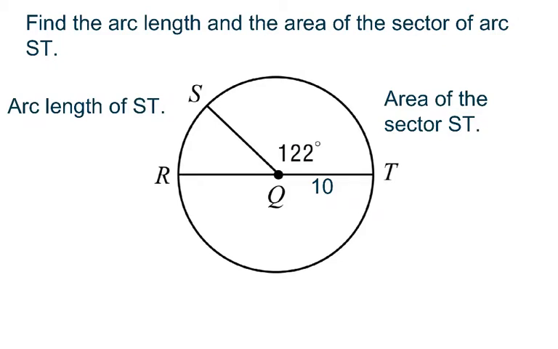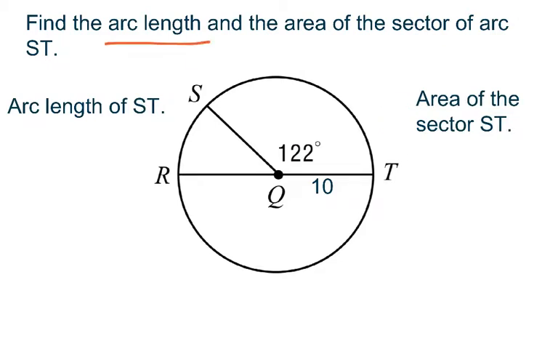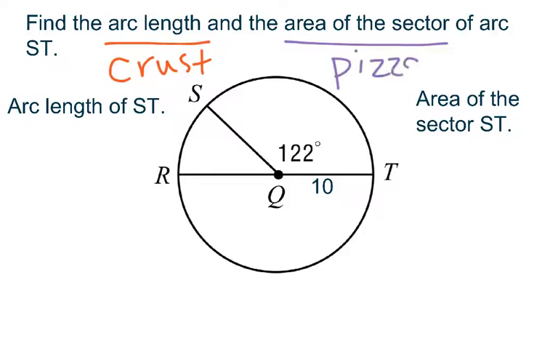Okay, so now we're going to find the arc length and the area of the sector. So remember, arc length is like just a portion of the pizza crust. I'm going to put crust right here so you remember. And then area of a sector is like a pizza slice. So that's what you're doing, if you can think about that. Alright, so think about if you're finding just the crust, you need to find the circumference. So the circumference formula is 2 times pi times r. And we're going to have just a certain proportion.